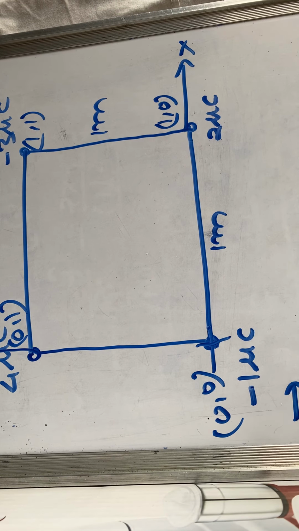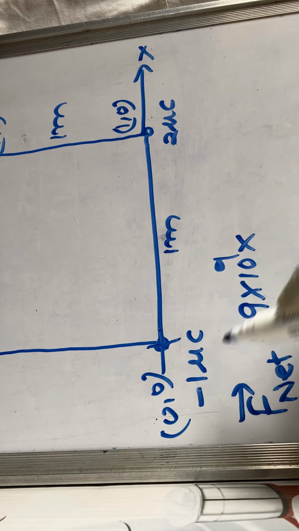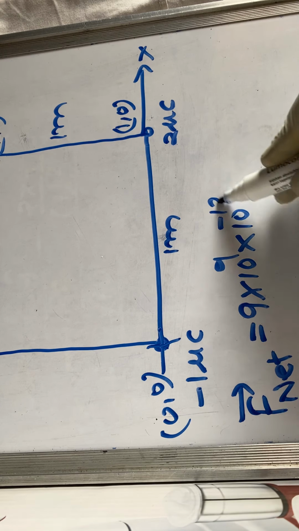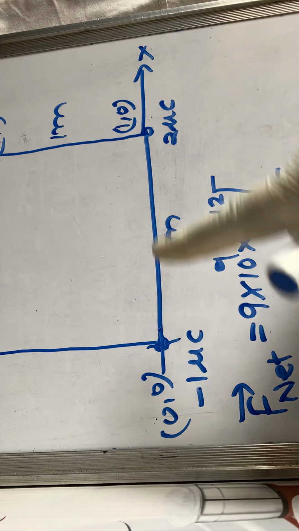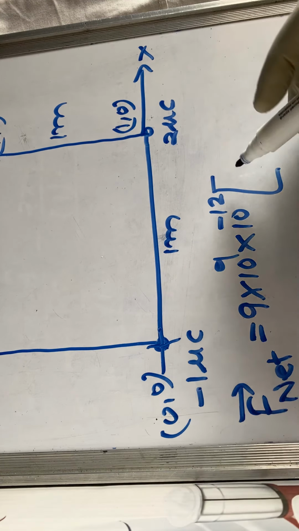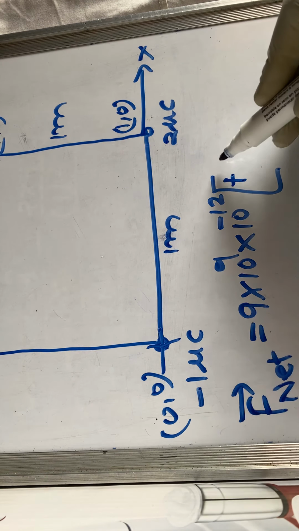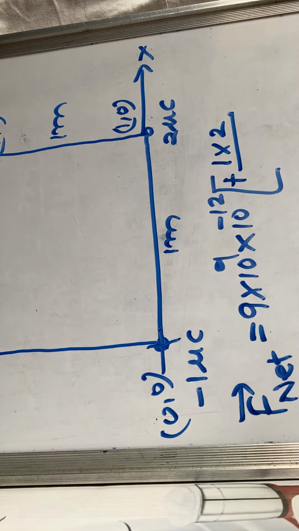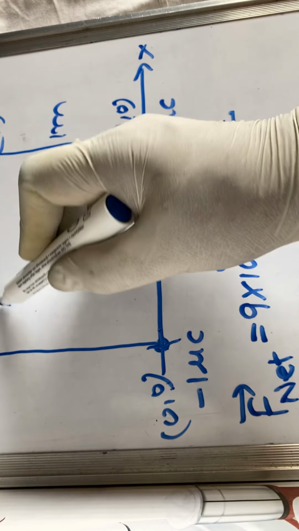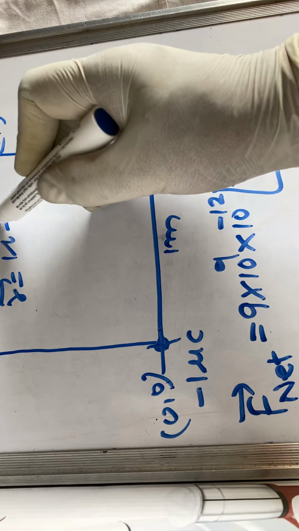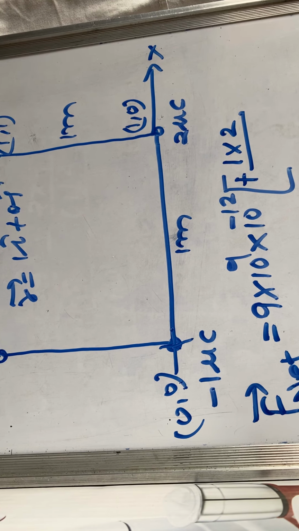So the net force would be the proportionality constant, which comes out to be straight away 9 into 10 to the power 9. I also multiplied with the micro, that's 10 to the power minus 12, into. Now the force between the -1 microcoulomb charge and the 2 microcoulomb charge: since -1 and 2, the force will be attractive. That's why I'm using the plus sign. It's 1 into 2 upon the distance square. A line joining from 0, 0 to 1, 0, the vector would be 1 i cap plus 0 j cap.